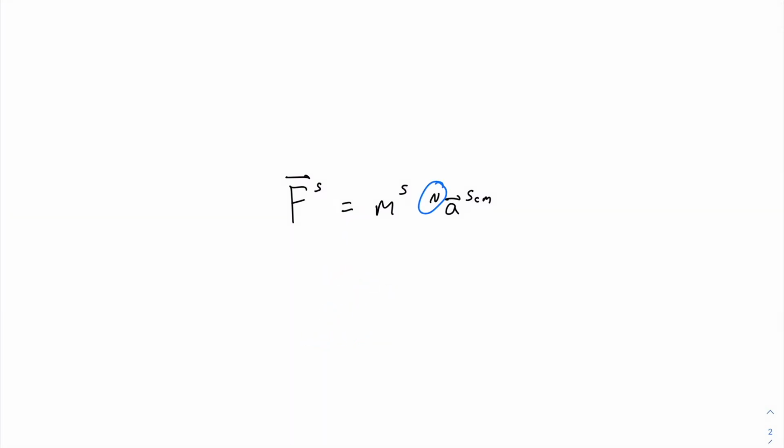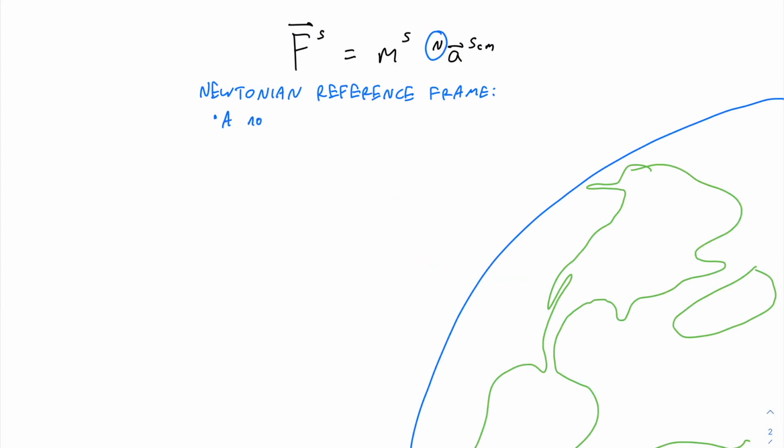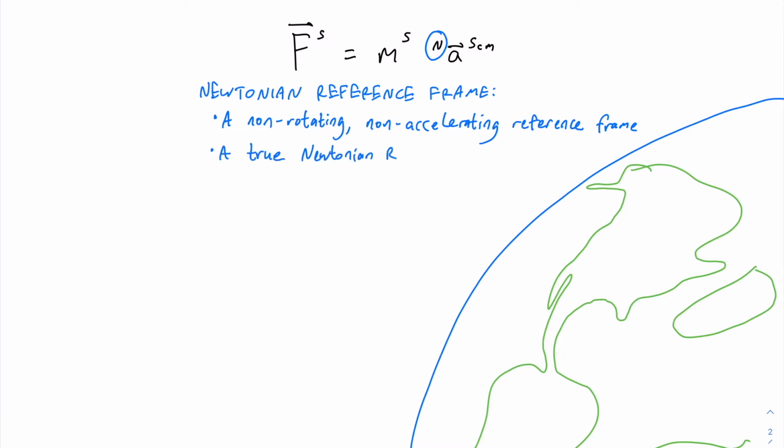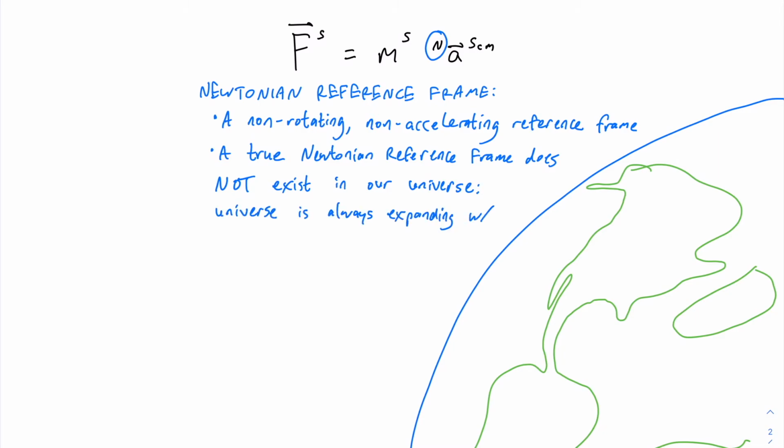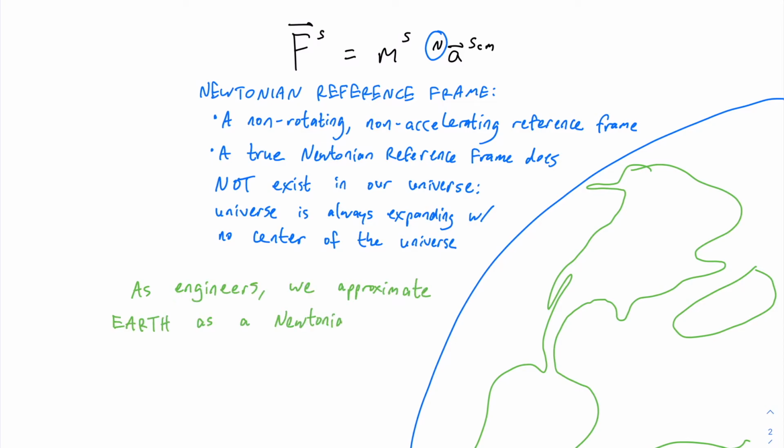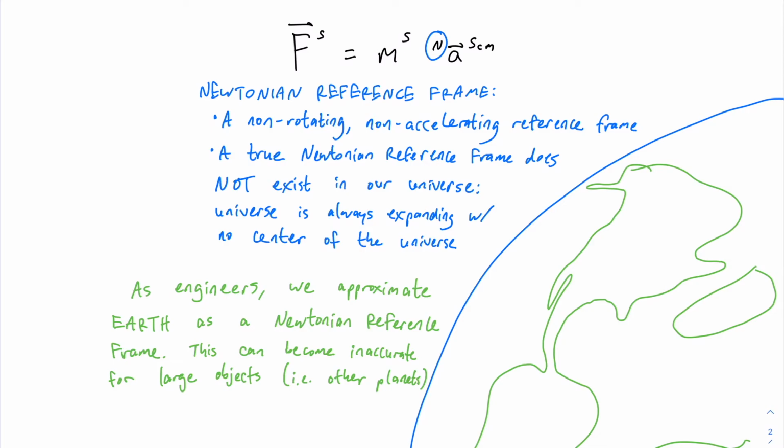Next, we need to understand this concept of a Newtonian reference frame, which is crucial for ensuring F equals ma is valid. A Newtonian reference frame is a non-rotating, non-accelerating reference frame from which we can base all other reference frames. However, this means that a true Newtonian reference frame does not exist in our universe, because our universe is always expanding with no center of the universe. So as engineers, we approximate Earth as a Newtonian reference frame. This can become inaccurate for large objects, such as other planets, or long time periods, such as hours, days, or more.